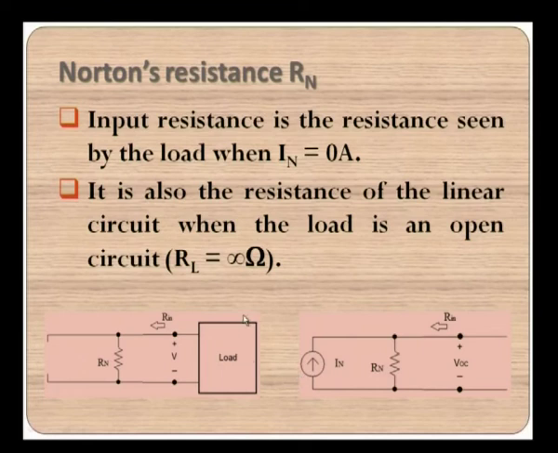Now, after finding the Norton equivalence, the input resistor, when the IN is equal to 0, that means RL is infinity, we remove the load. It is once again explaining how to find out the Norton resistor. When the RL is infinity, we find a resistance, that is the Rn. See, this is how we open circuit everything and find the Norton equivalent resistance.